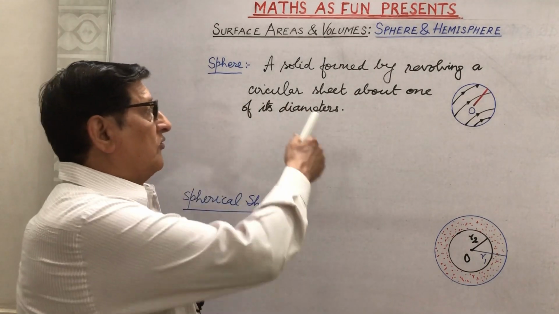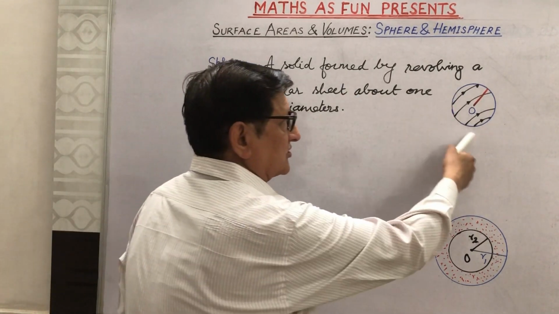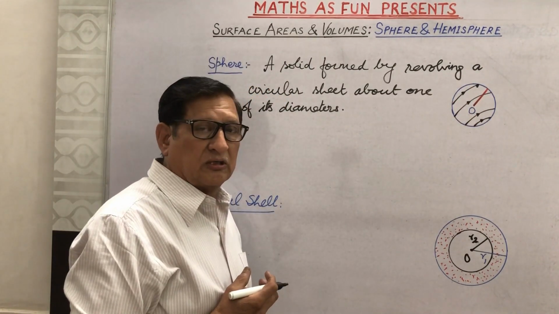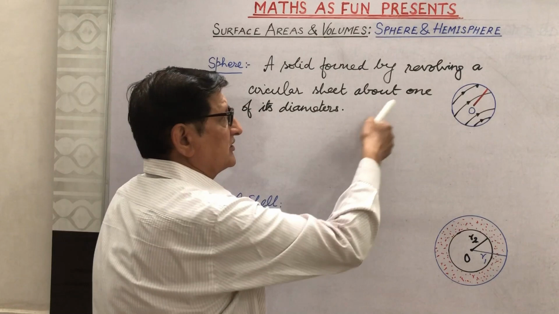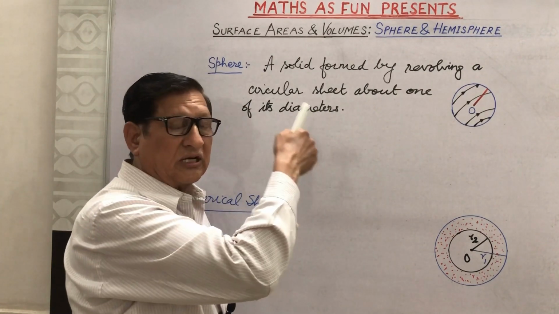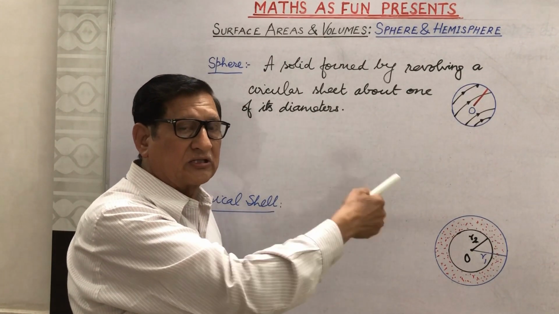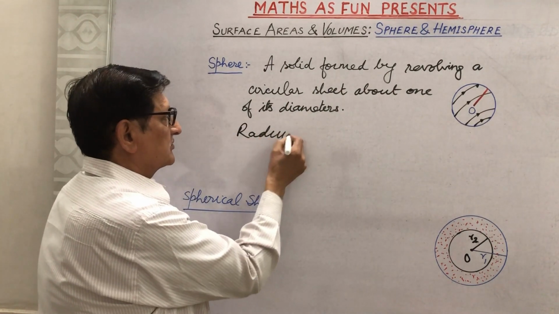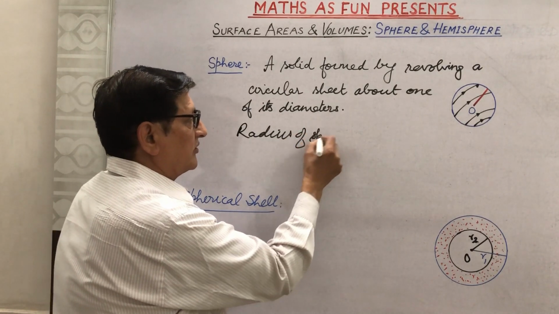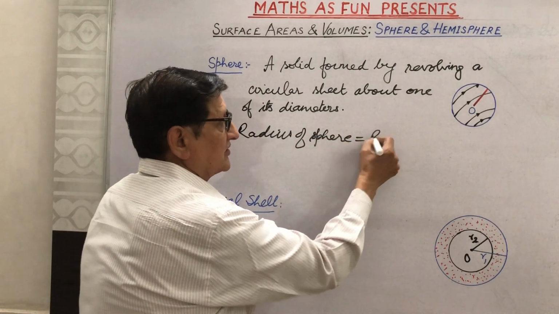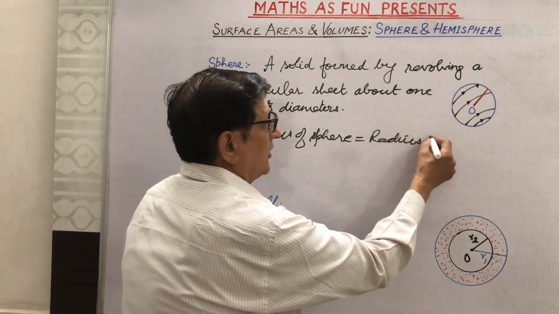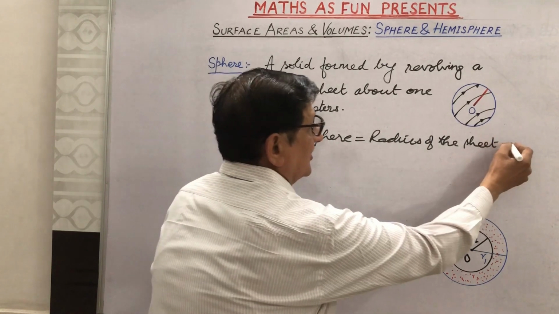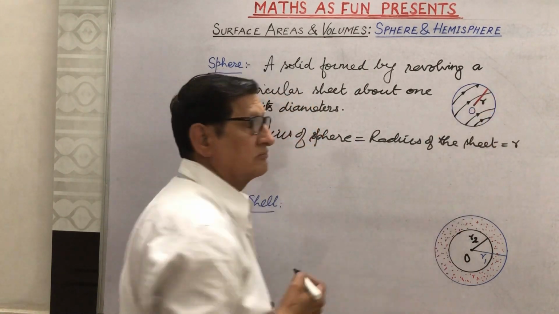Now here we can learn one more thing. Suppose this is the circular sheet that has been revolved and it is converted into a sphere. Then the radius of the sheet, that is circular sheet, will be same as the radius of the sphere. So we can say that radius of sphere is same as the radius of the sheet, and that is suppose R.